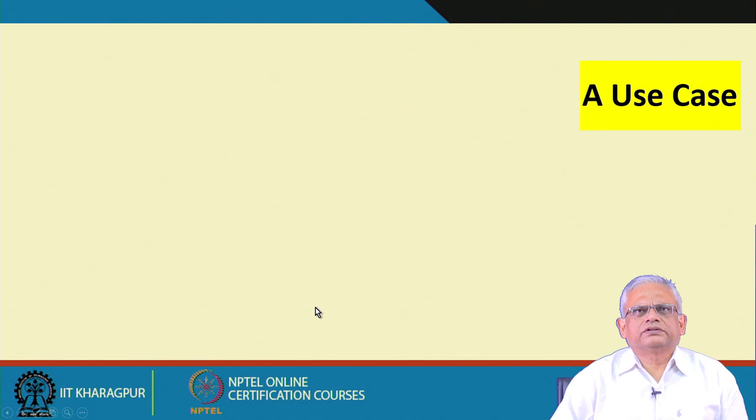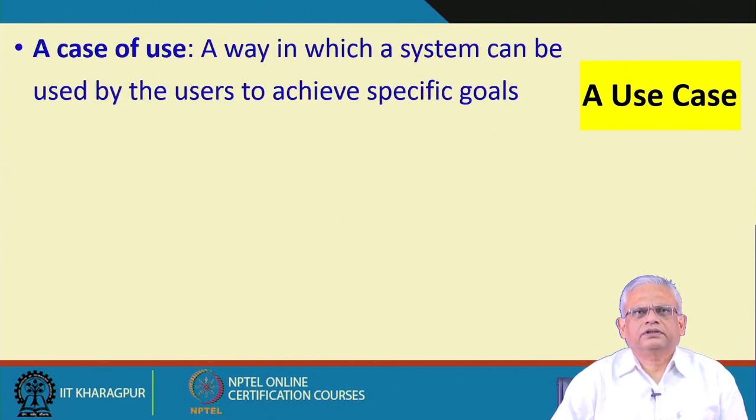Let us start with something very simple. The use case diagram consists of many use cases. But what exactly is a use case? A use case is a case of use, that is, if we have a system, a way in which it will be used by the users.